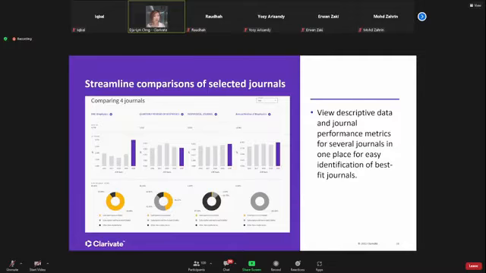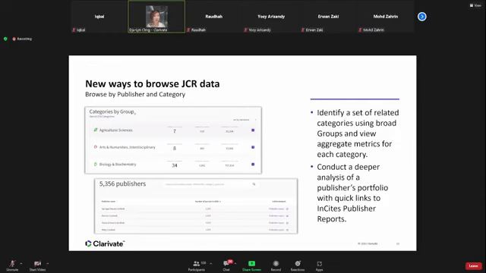And if you are confused as to which journal to choose, we also have this capability for you to compare journals side by side based on the metrics on JCR. So you are able to select a few different journals and put them side by side to make some comparison. We also have multiple browsing capabilities on JCR. So currently you can browse by publisher, research category, and by country.